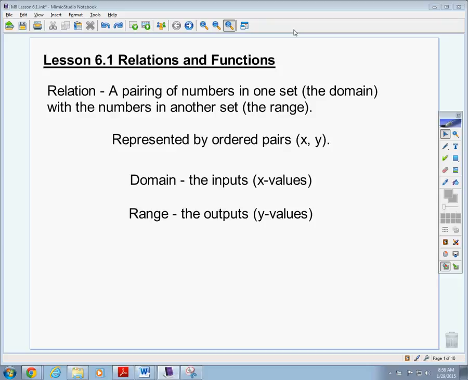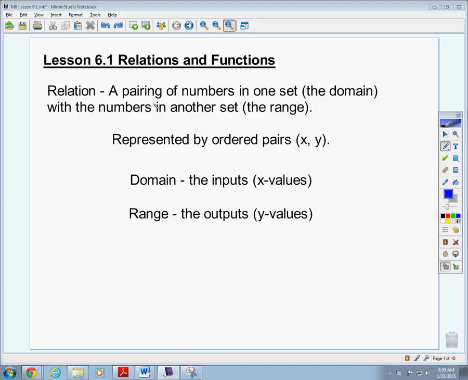So a relation is a pairing of numbers in one set called the domain with numbers in another set called the range. Just a relationship. This number goes with this number. And how we represent that is with an ordered pair. So we've been dealing a lot with relations. Every time we graphed a point on a coordinate plane, we are dealing with a relation. We just didn't think of it that way.